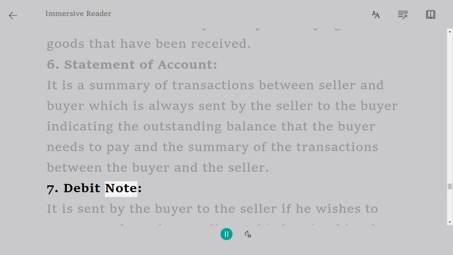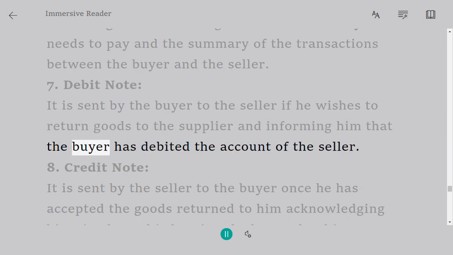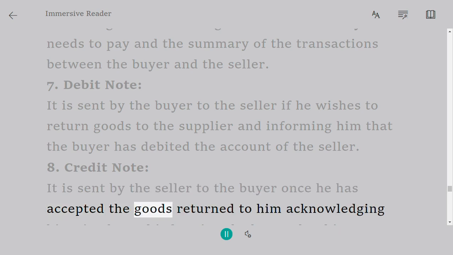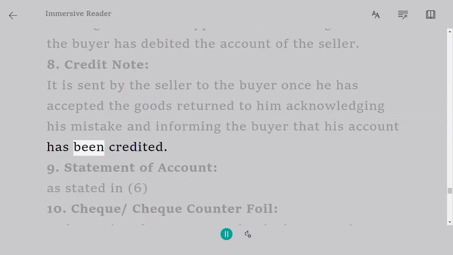7. Debit note. It is sent by the buyer to the seller if he wishes to return goods to the supplier, informing him that the buyer has debited the account of the seller. 8. Credit note. It is sent by the seller to the buyer once he has accepted the goods returned to him, acknowledging his mistake and informing the buyer that his account has been credited. 9. Statement of account. As stated in 6.